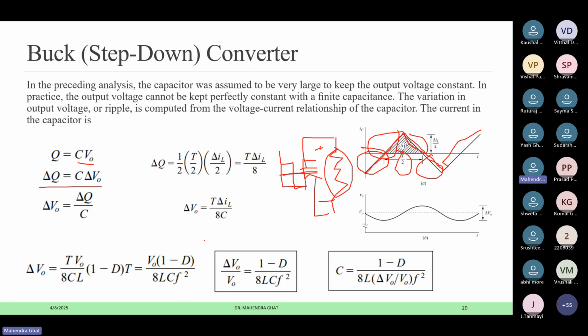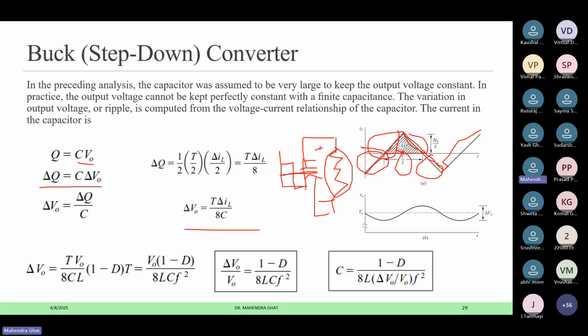Then delta VO, the change in the voltage, is nothing but delta Q by C. So the same thing, if I apply here, delta VO is T delta IL into 8C. So simplify this delta IL now. For delta IL, I have the equation which I have already derived, which is nothing but VO into 1 minus D into T by L. I put that value here.